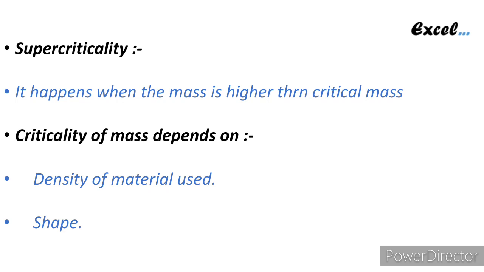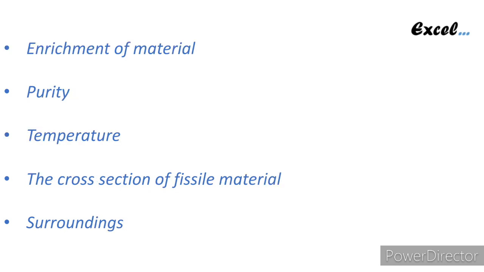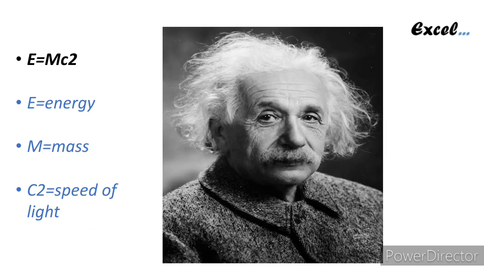Criticality of mass depends upon the density of the material used, the shape, the enrichment of the material, the purity and the temperature of the material, the cross section of the fissile material as well as the surroundings. According to Albert Einstein, E equals mc squared, where E is energy, m is mass and c is the speed of light, which is constant. So a slight change in mass can result in a large change in energy.